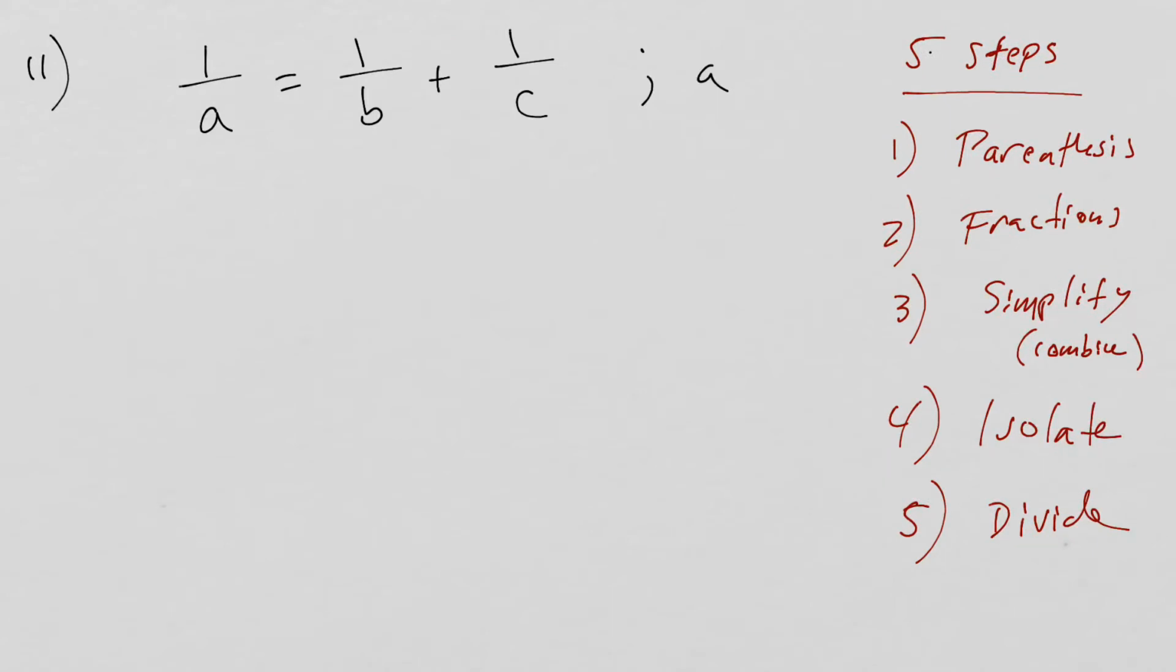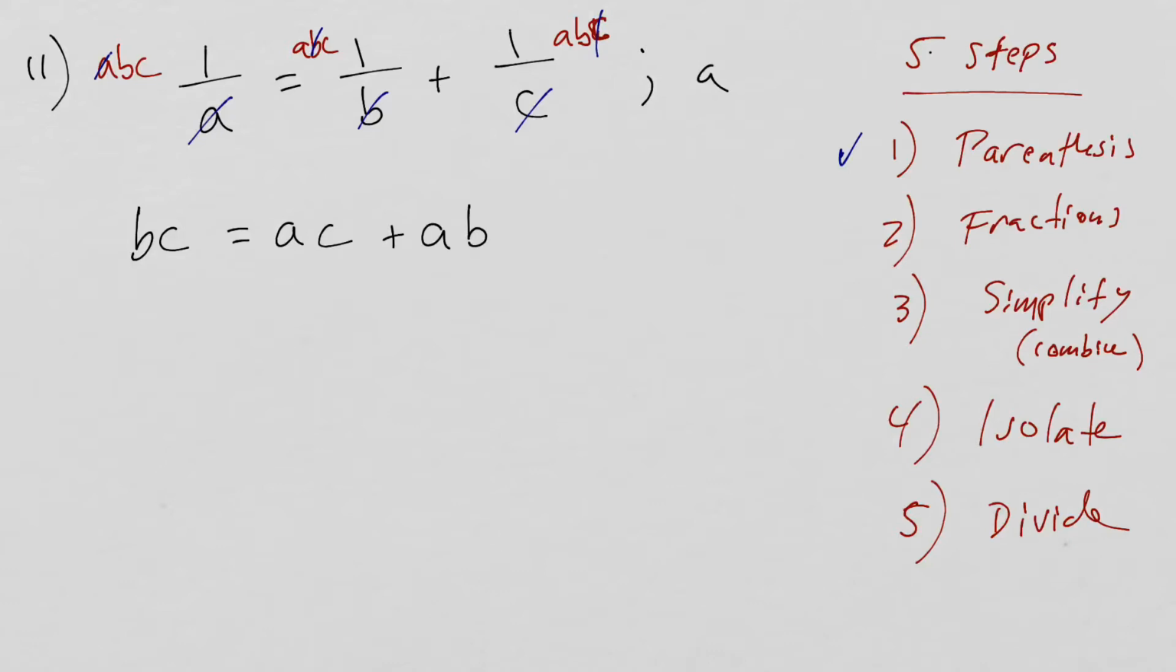Okay, so here we go. There's no parentheses, so we skip this step. We're going to clear the fractions by multiplying each of the terms by the LCD. Well, A, B, and C are all denominators, so the LCD is ABC. So we multiply each of the terms by ABC. And we're going to cancel there. We'll cancel there, and we cancel there. So we're left with BC equals AC plus AB.